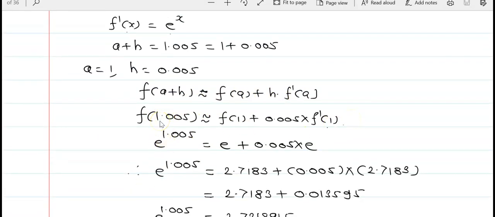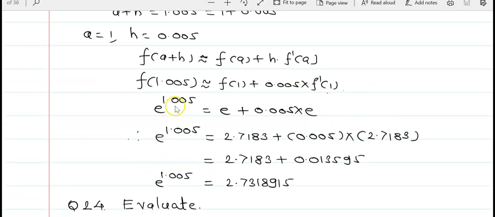Therefore, f of a plus h, that is 1.005, is approximately equal to f of 1 plus 0.005 into f dash of 1. Therefore, e raised to 1.005 is equal to e plus 0.005 into e. The value of e is 2.7183 and their product is 0.013595, and the sum is e raised to 1.005 is equal to 2.7318915. Now the next question.